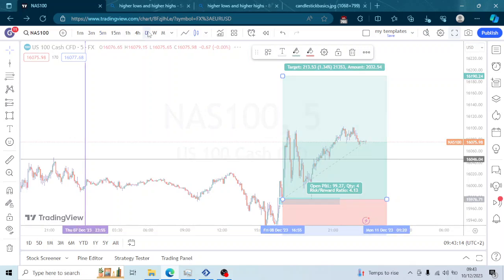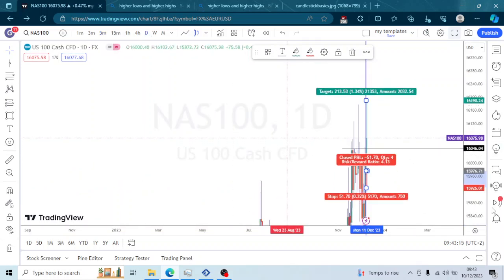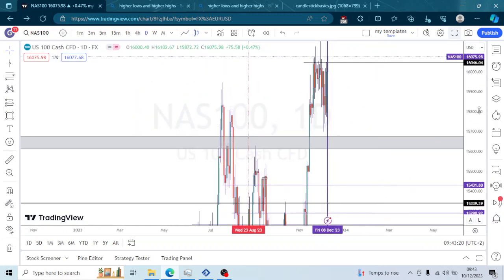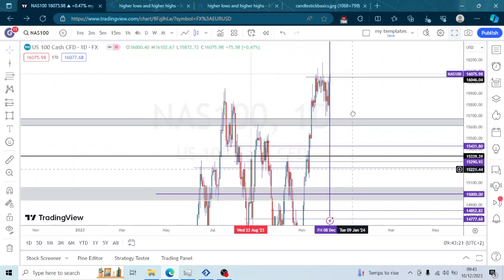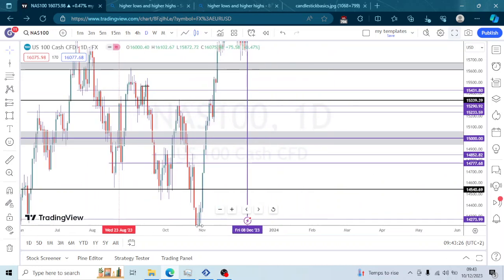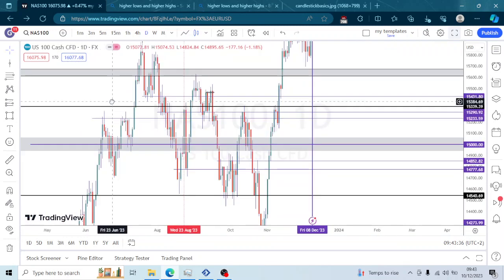But let's go back on the daily. So Nasdaq is also interesting today. But I usually choose US30 over Nasdaq. If you choose Nasdaq, you'll have fewer sideways movements. That's one thing I know about Nasdaq. It has fewer sideways movements compared to US30.